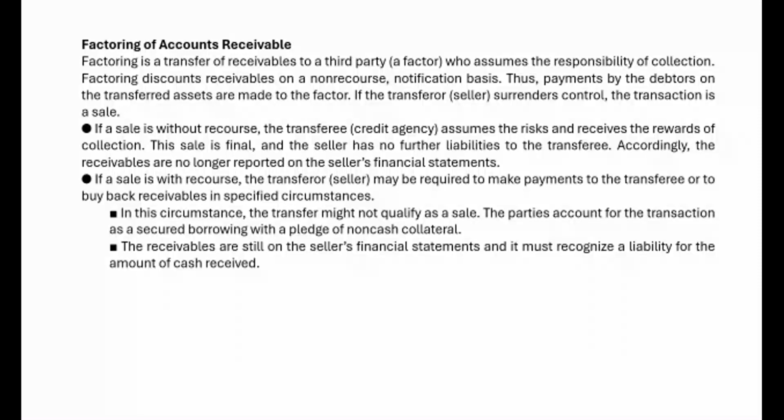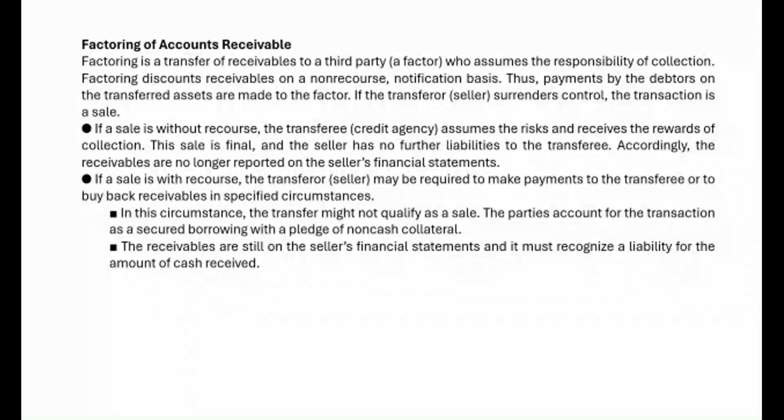If a sale is without recourse, the transferee credit agency assumes the risk and receives the rewards of collection. This sale is final, and the seller has no further liabilities to the transferee. Accordingly, the receivables are no longer reported on the seller's financial statements.